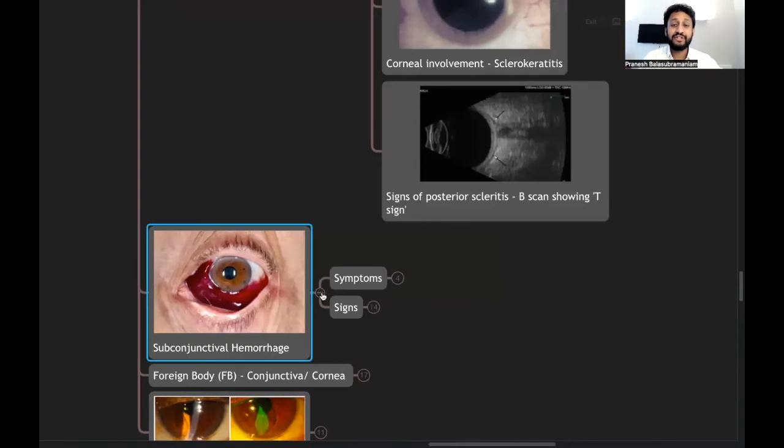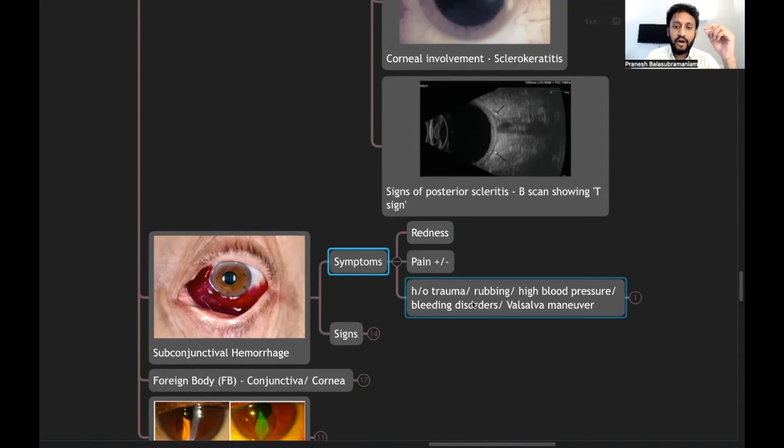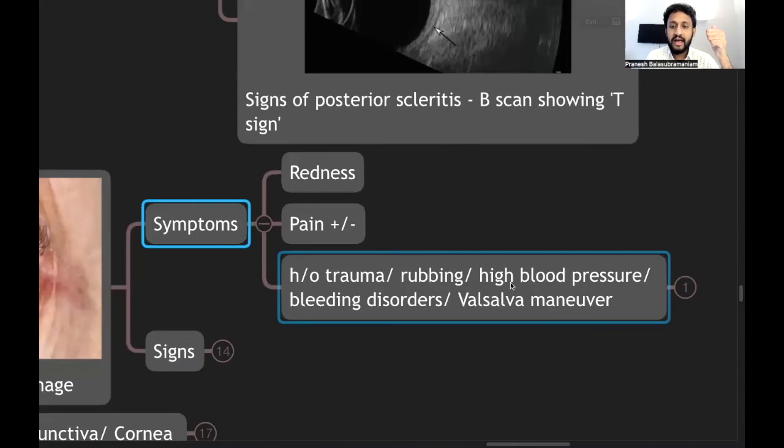Many patients, especially elderly patients, often come with subconjunctival hemorrhage, or SCH, which has two extremes. Sometimes it can be very trivial trauma, or the patient can have bleeding disorders, or very high hypertension. So ask for history of trauma, history of rubbing, high blood pressure, bleeding disorders, or Valsalva maneuver, such as exertions, too much coughing, too much strain. Always check blood pressure in these patients who present with SCH in your clinic.